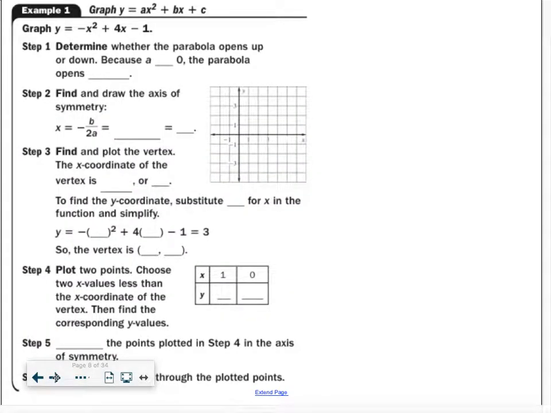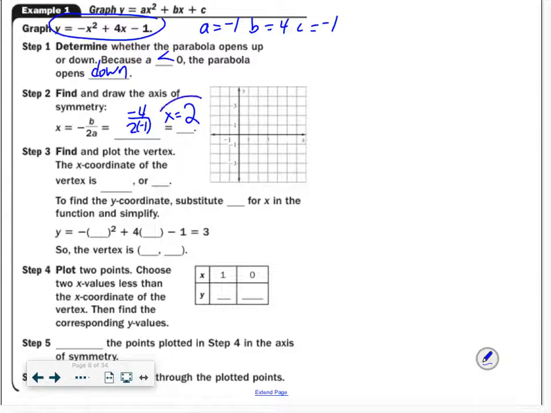So to put that together with how we graphed them on Monday, let's go through this example together. We're going to graph this equation. We're first of all going to determine whether the parabola opens up or down. A is -1, B is 4, C is -1. Because A is less than 0, the parabola opens down. That was the first or second generalized question we did on that worksheet from Monday. To find the axis of symmetry, I take -4 over 2 times -1, and I get 2. So the equation is x equals 2. I'm going to draw that in as a dashed vertical line.